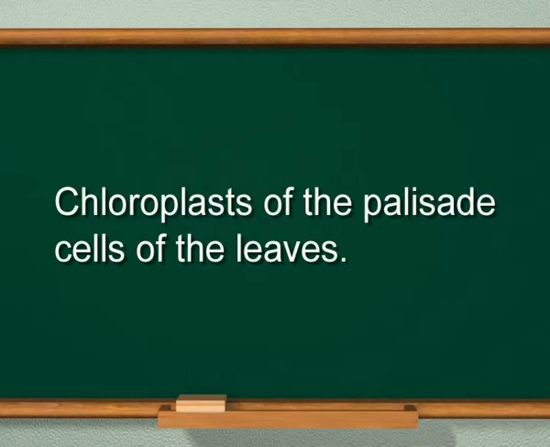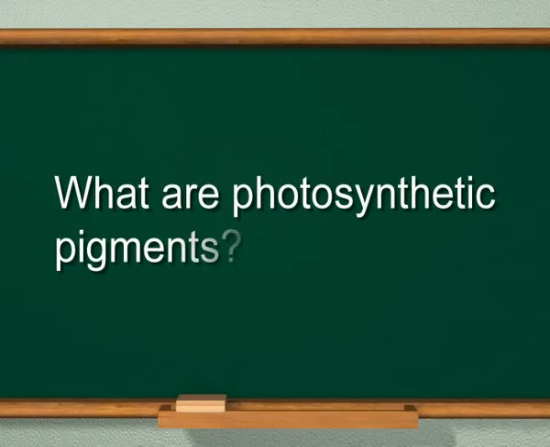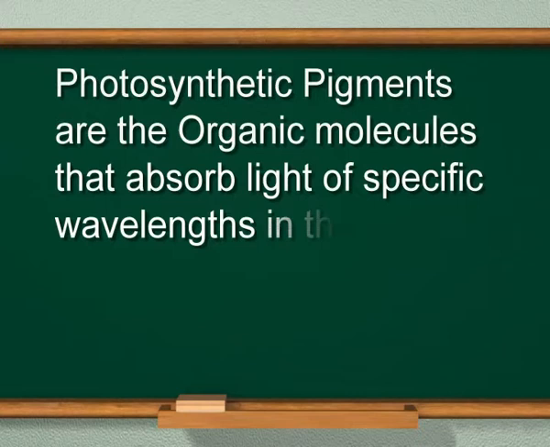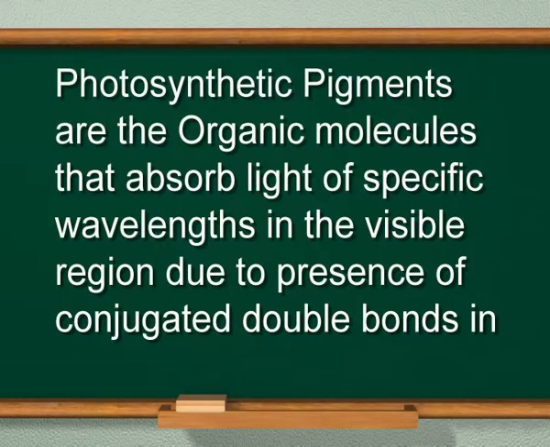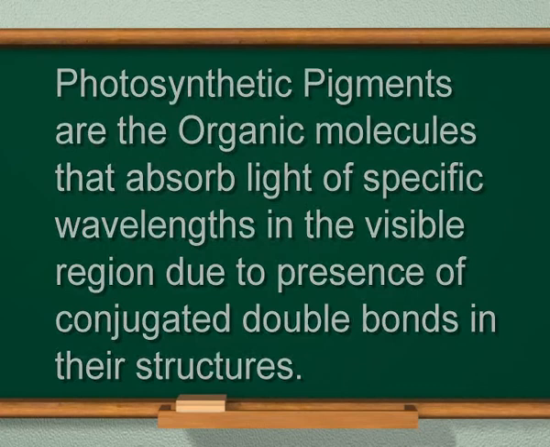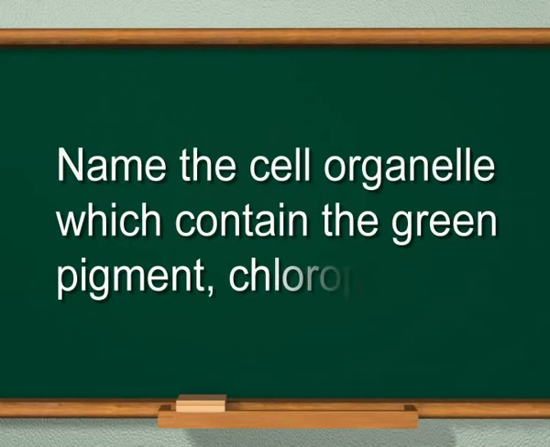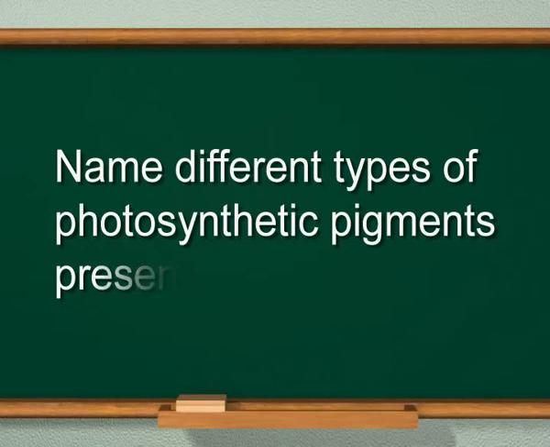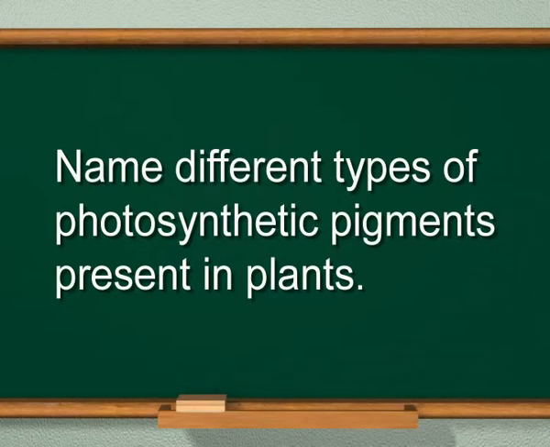My next question is, what are photosynthetic pigments? Answer: photosynthetic pigments are the organic molecules that absorb light of specific wavelengths in the visible region due to presence of conjugated double bonds in their structures. The next question is, name the cell organelle which contains the green pigment chlorophyll. The answer is, chloroplast contains the green pigment chlorophyll. The next question is, name different types of photosynthetic pigments present in plants. And the answer is, there are different types of photosynthetic pigments present in plants. These are chlorophylls, xanthophylls and carotenes.